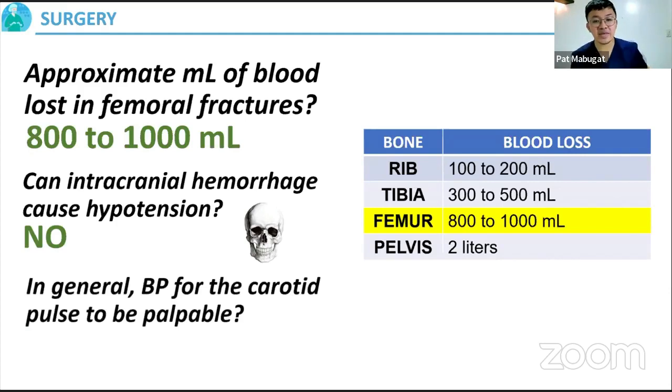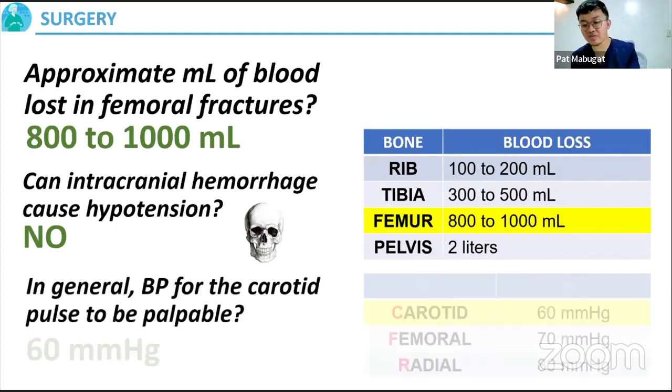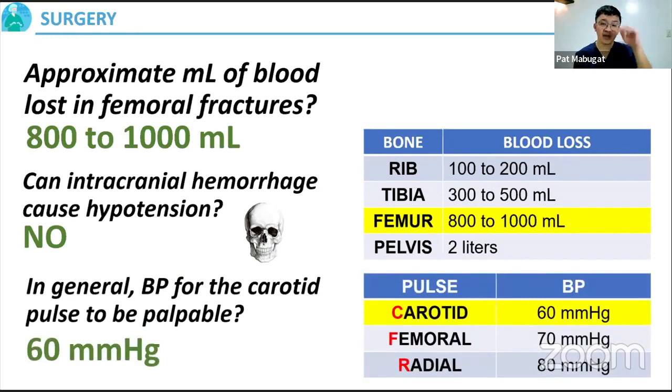In general, what BP is needed for a pulse to be palpable? You have the mnemonic CFR: carotid 60, femoral 70, radial 80. The farther away we get from the central, from carotid and femoral to the radial, the more we can assume that the patient has adequate BP, right? So if the carotid pulse is palpable, the patient has at least 60 BP, femoral at least 70, radial at least 80 millimeters of mercury.